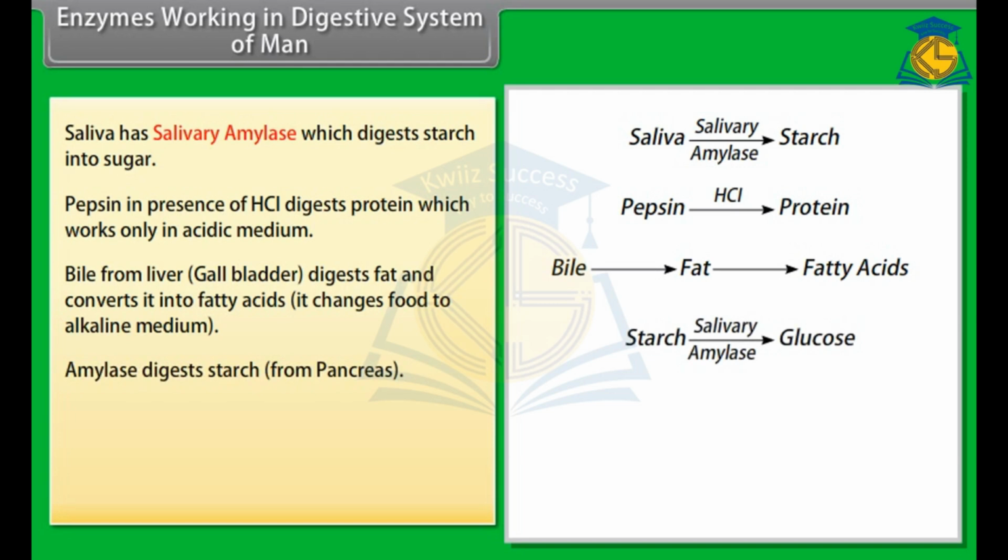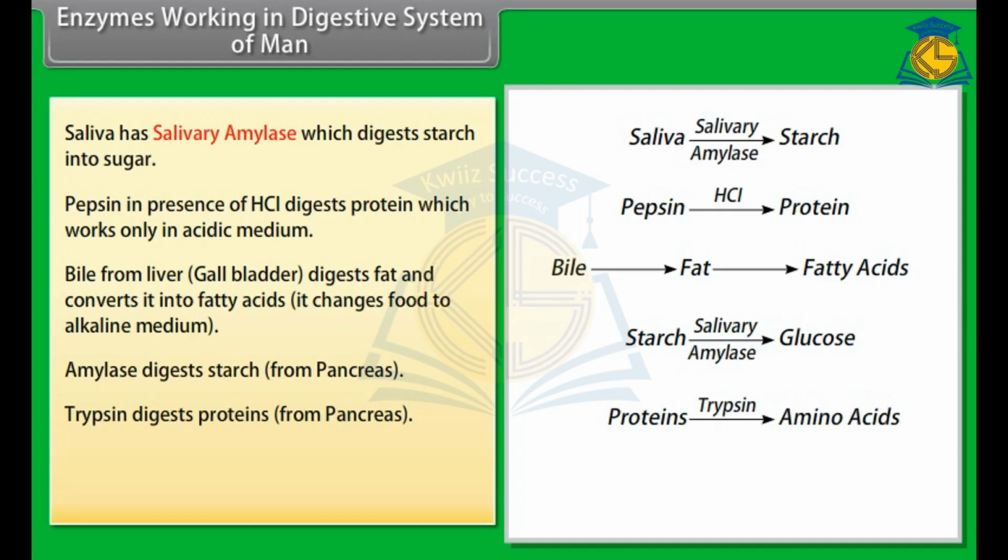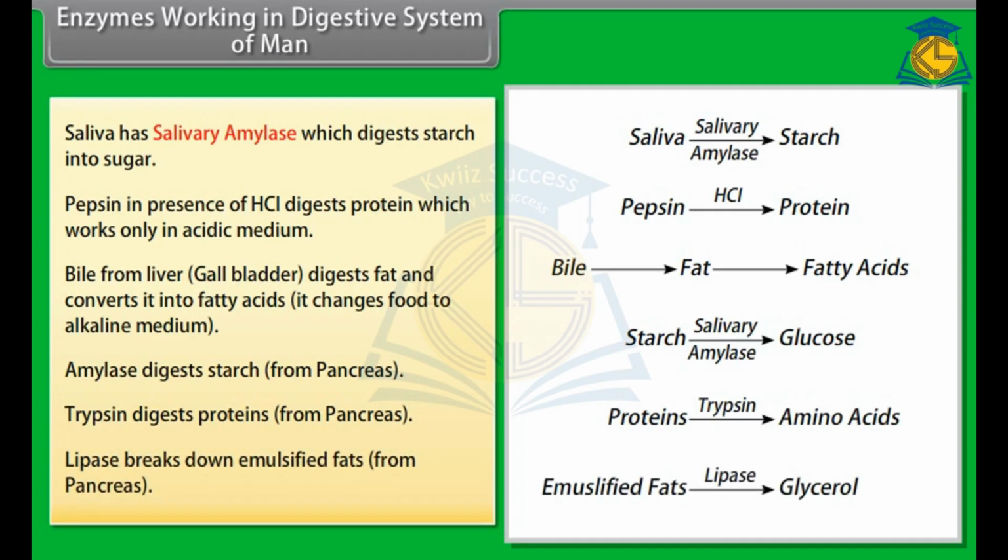Amylase digests starch from the pancreas. Trypsin digests proteins from the pancreas. Lipase breaks down emulsified fats from the pancreas.